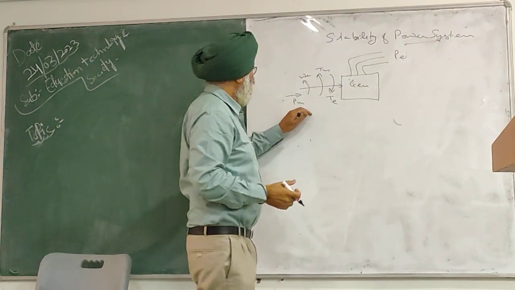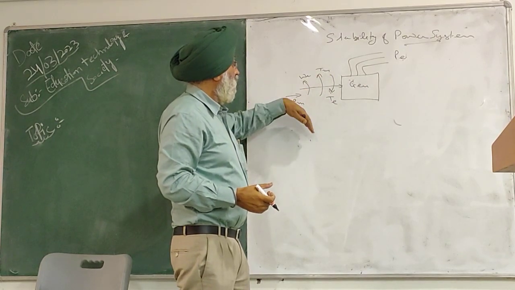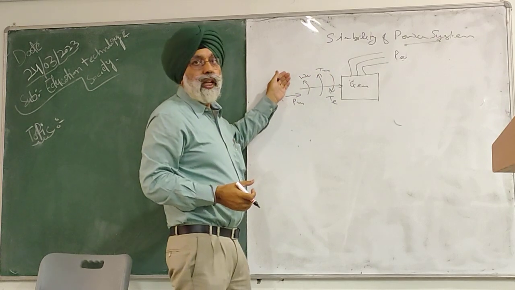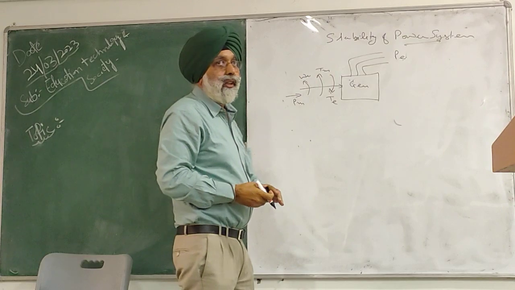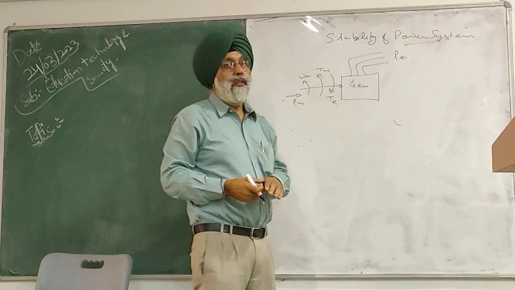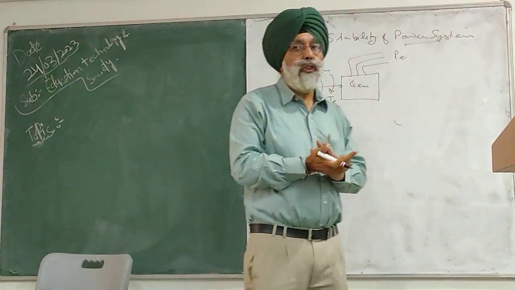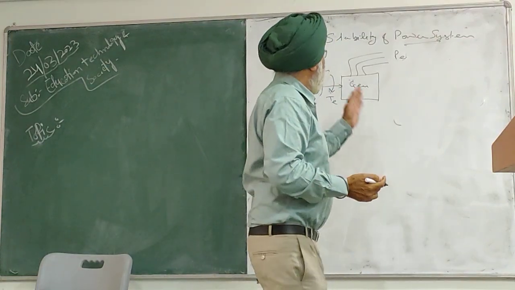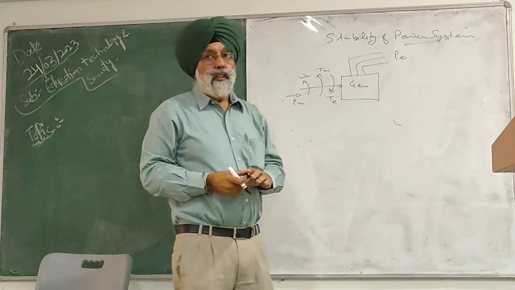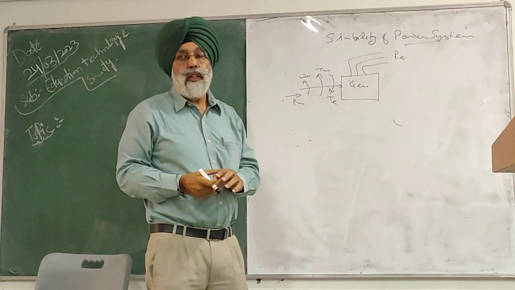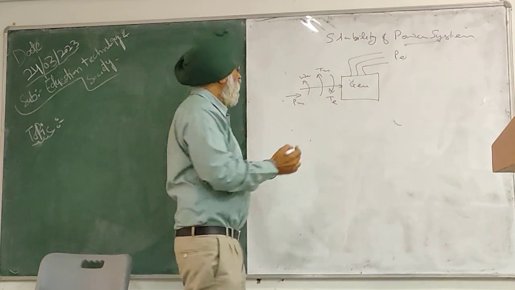So we have given the mechanical input. Due to this, the rotor starts rotating at some angular velocity omega, which leads to the production of the mechanical torque, and which leads to the production of the electrical torque. Mechanical torque and electrical torque are opposing each other. Due to this rotation, the machine has some kinetic energy.